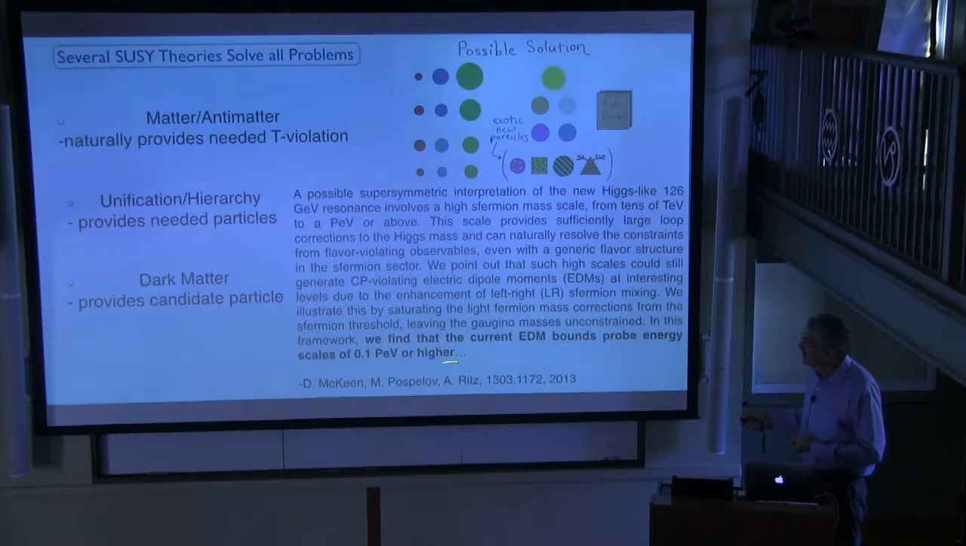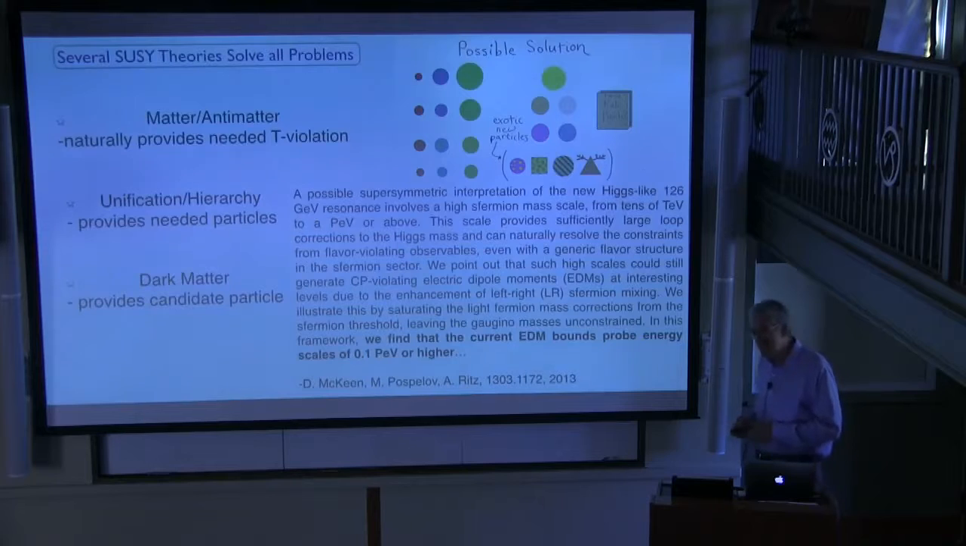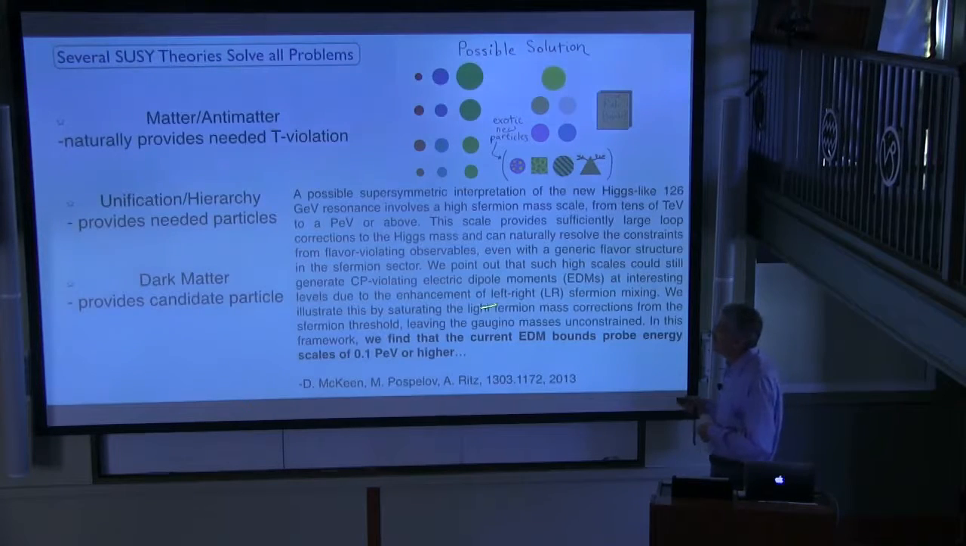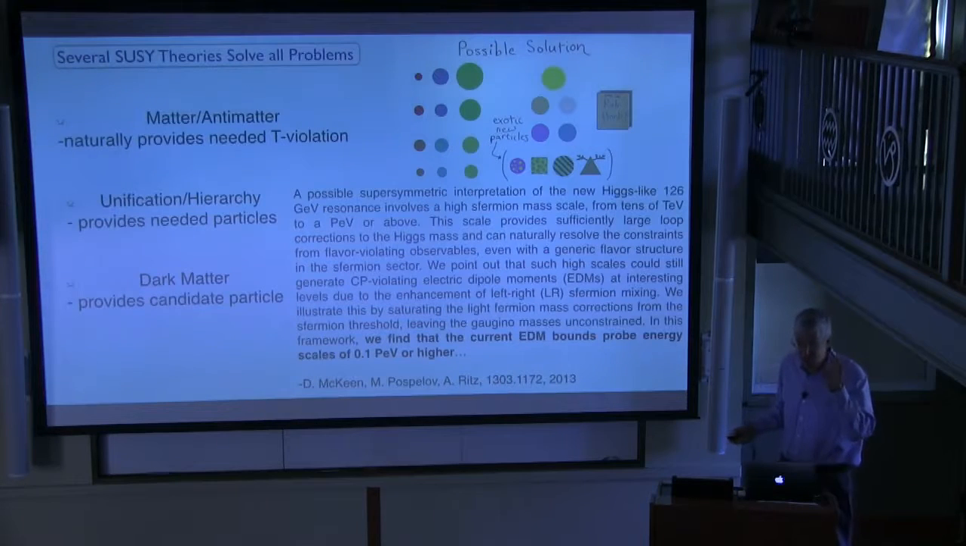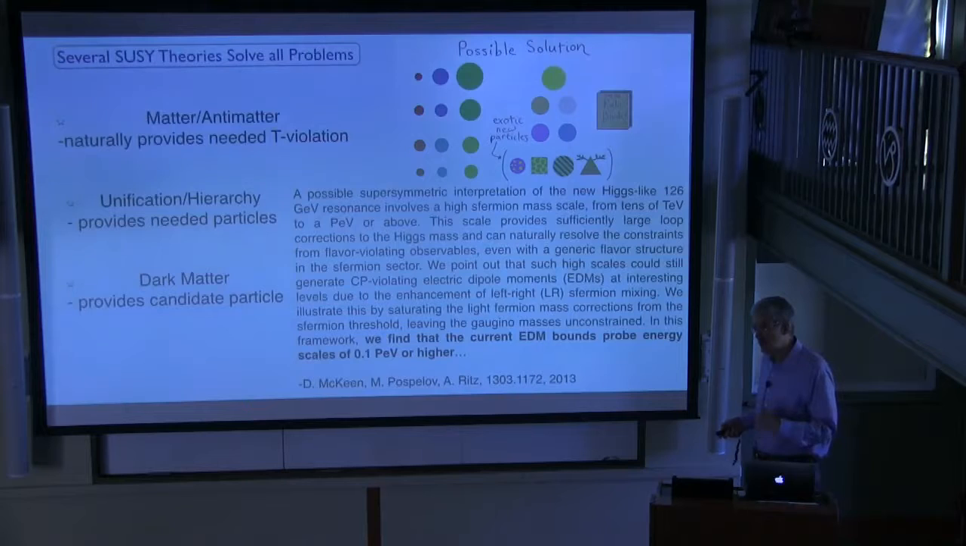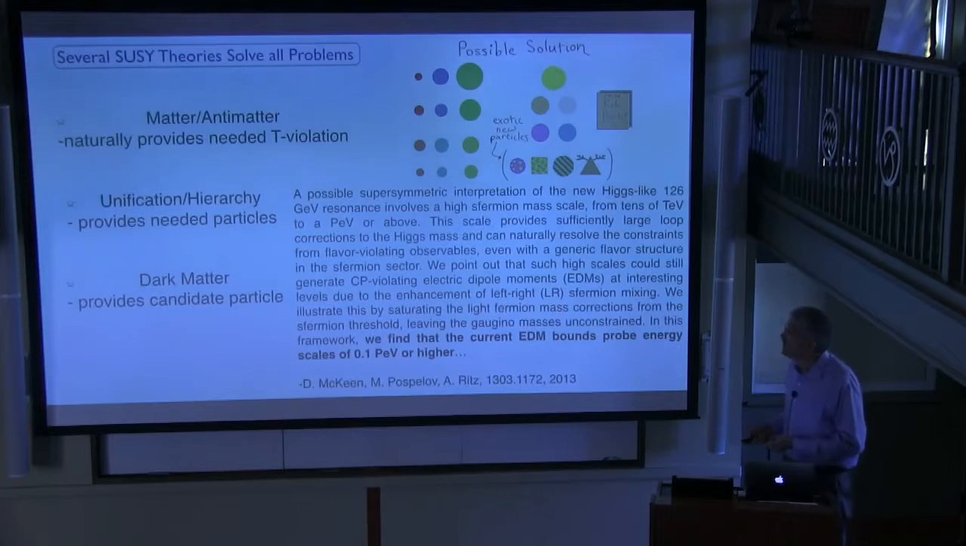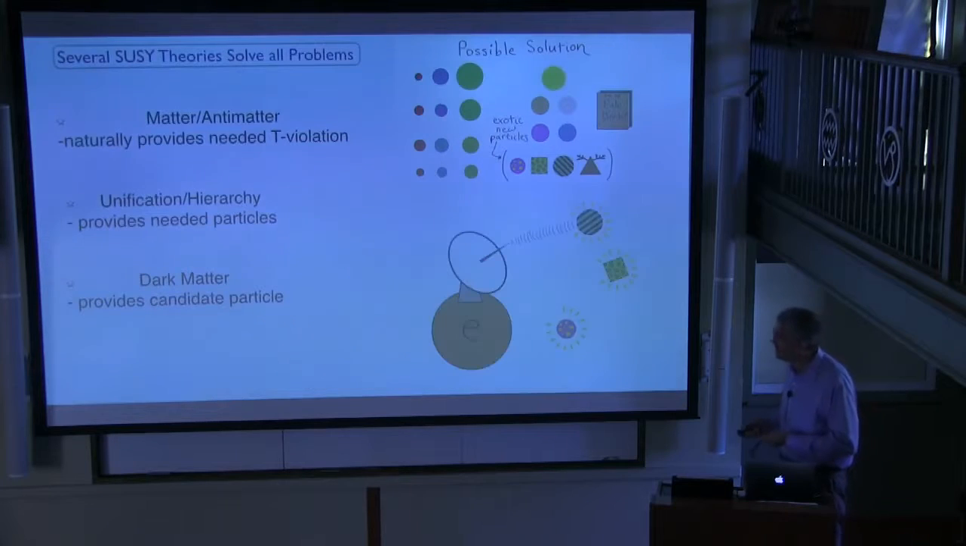This is a theory paper by Pospelov and Ritz and co-worker McKean. In the end, we find that current EDM bounds probe energy scales of 0.1 PeV or higher. So it solves all these problems, and just from an experimentalist's point of view, you're poking around at much higher energies than the LHC will ever reach. So that sounds like a good reason to do EDM experiments, just based on that statement alone.